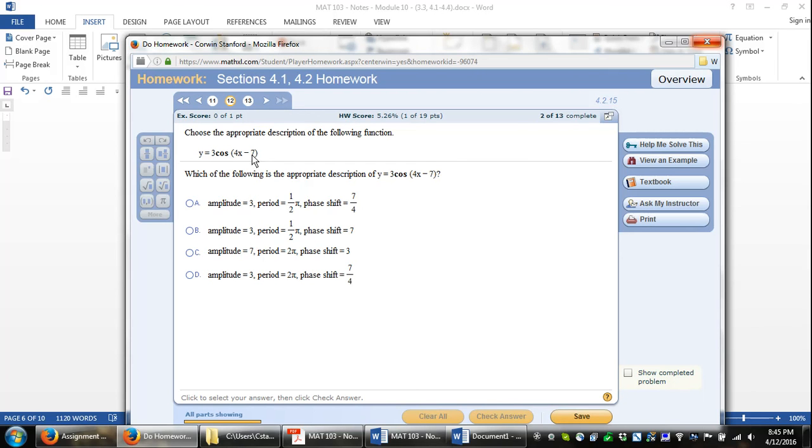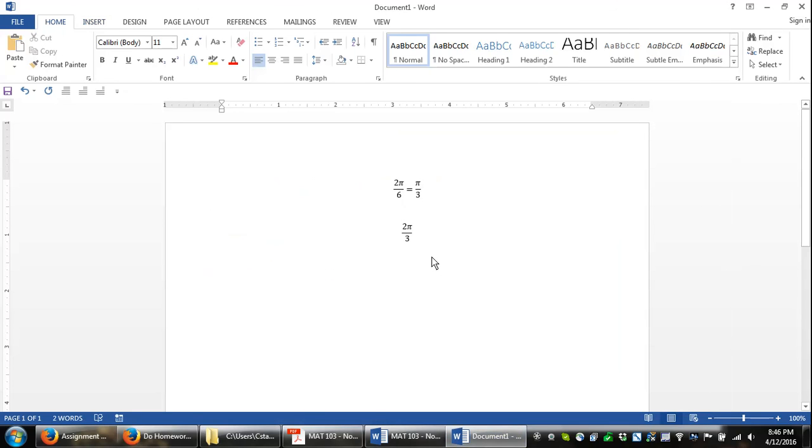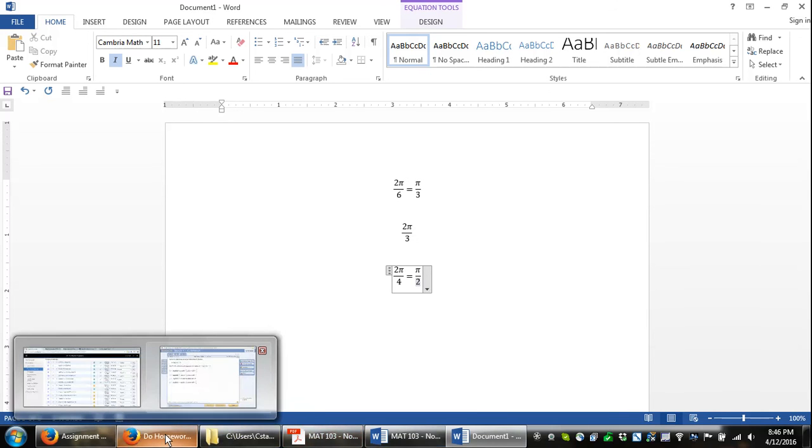What about the period? Well, the period is found by taking the number in front of our x variable and dividing 2 pi by that number. So in our case, 2 pi divided by 4. What is 2 pi divided by 4? Well, those are both divisible by 2. If I cancel out that 2 from each, I'm left with pi over 2. So my new period should be pi over 2.